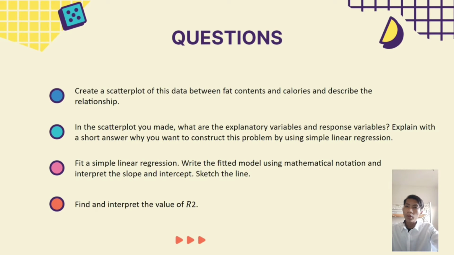For the questions of this project, first, create a scatter plot of this data between fat content and calories and describe the relationship. Second, in the scatter plot you made, what are the explanatory variable and response variable? In a short answer, why do you want to construct this problem using a simple linear regression? For the third, fit a simple linear regression. Write the fitted model using mathematical notation, interpret the slope and intercept, and sketch the line. And the final question is to find and interpret the value of R2.